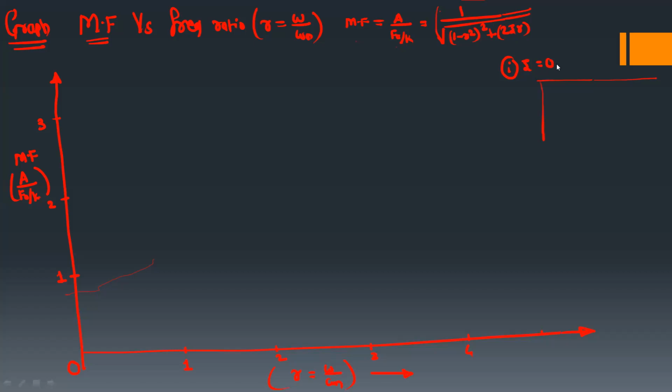So select this zeta 0, then you should vary. So we want to find out the magnification factor. That means this value. Okay. And this is the value of frequency ratio, R is equal to omega upon omega n. Okay. Now we will fix this value for all these readings. Zeta is 0. Just vary the R value.